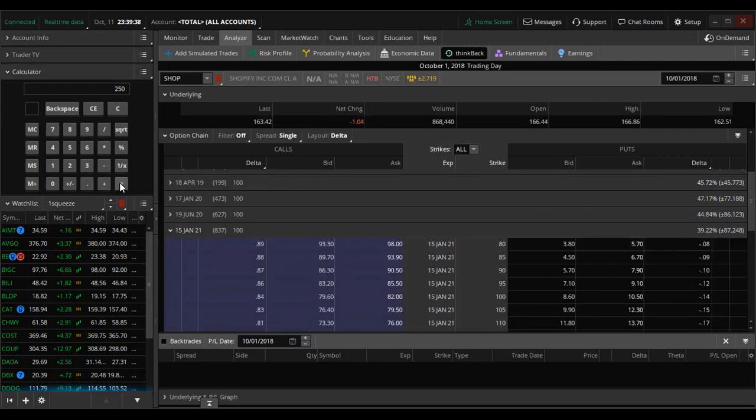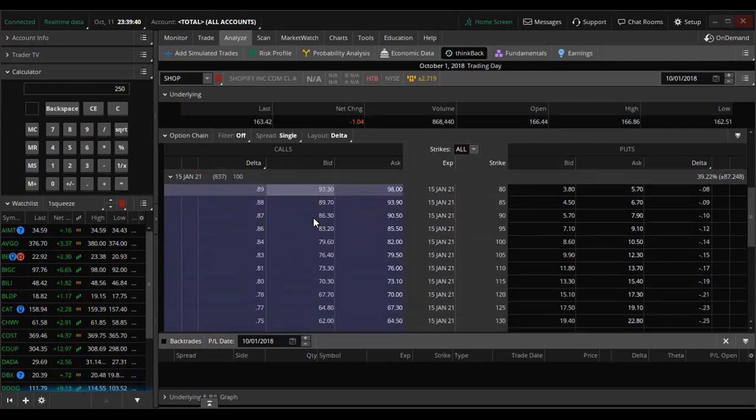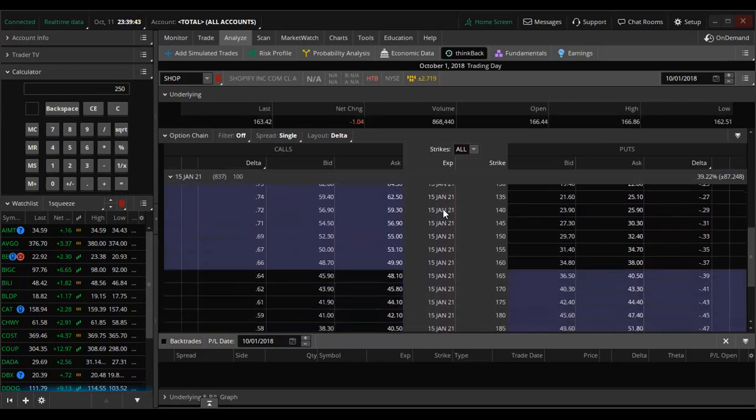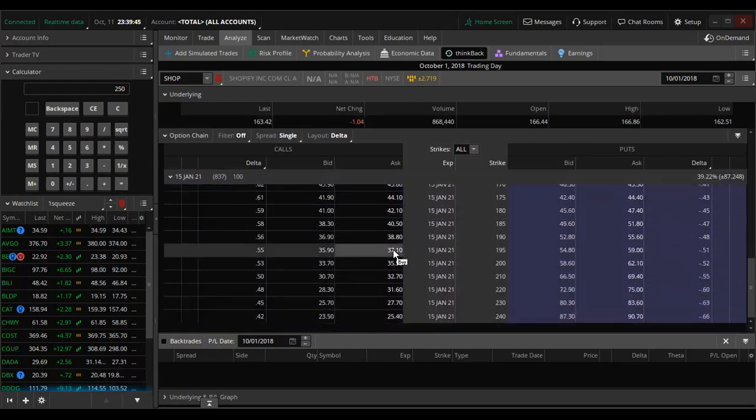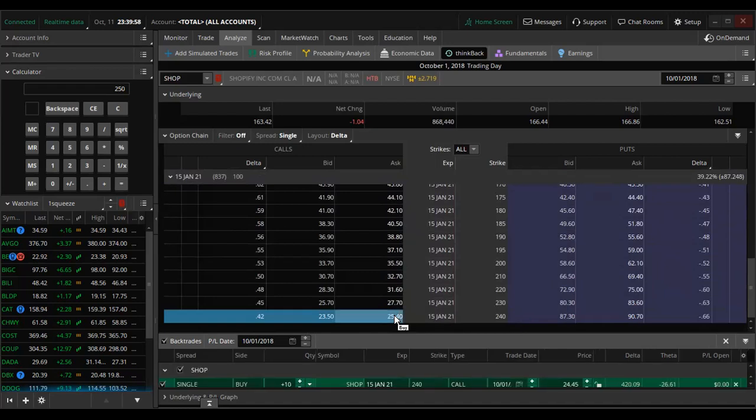So you come down on the strike price and see if they have a 250 strike. Now they didn't have a 250 strike, but they had a $240 strike. So what we'll do is simulate buying the 240 call option in January of 21. Now I'm going to make this just one contract.